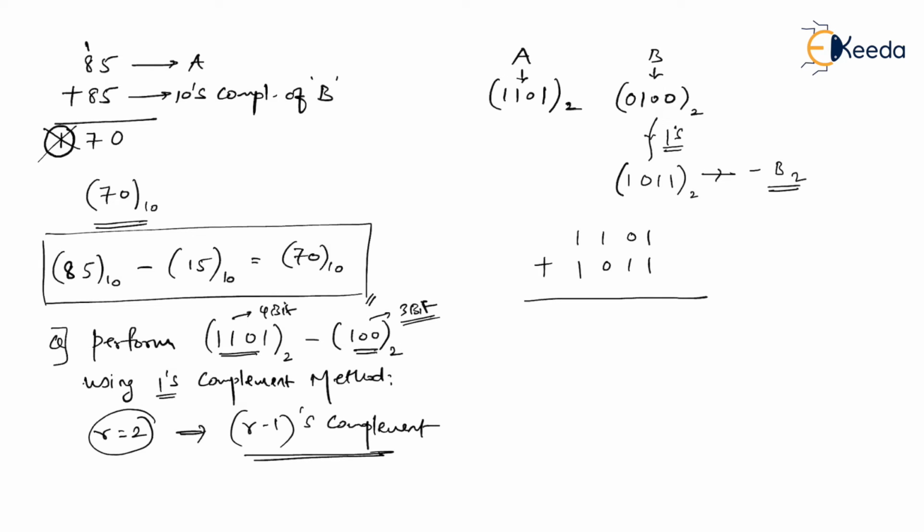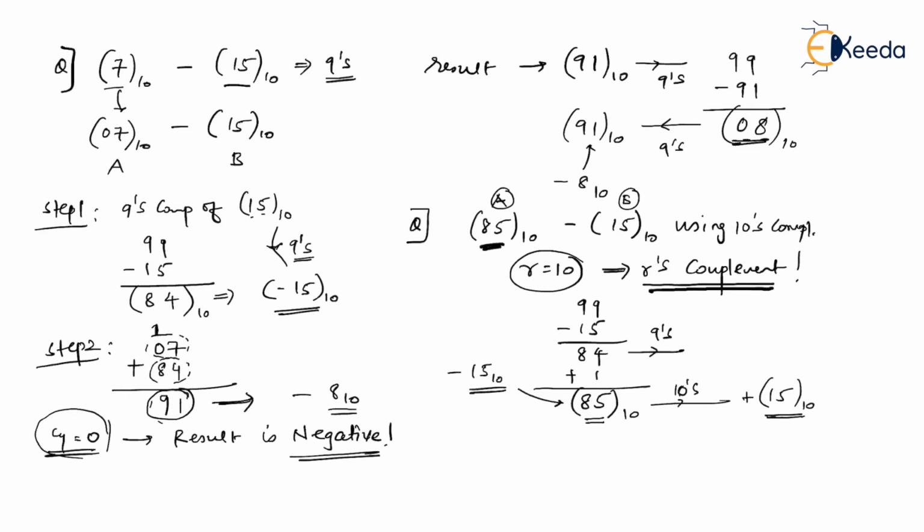Let's do this addition. What is 1 plus 1? It is 0, carry 1. 1 plus 1, 0, carry 1. 1 plus 1, 0, carry 1. Triple 1 means sum is 1, carry is 1. Finally, carry is 1. Don't forget, I'm using r minus 1's complement method. I'm going back to the previous slide to check what decision we take depending upon the carry. Your carry is 1.